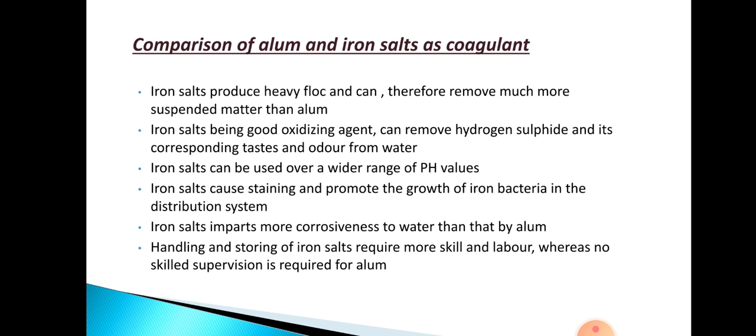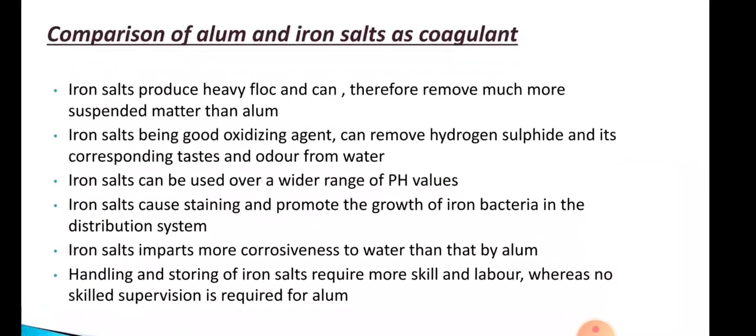Now when we compare alum and the iron salts as coagulants, we see that the iron salts will produce heavy flock, and so it can be removed more easily than when we add alum. Also, since iron salts are good oxidizing agents, they can remove hydrogen sulfide and its corresponding taste and odor. When hydrogen sulfide is present in water, it may lead to obnoxious odor and bad taste. When iron salts are added, they can easily oxidize the hydrogen sulfide and hence remove the taste and odor present in water.